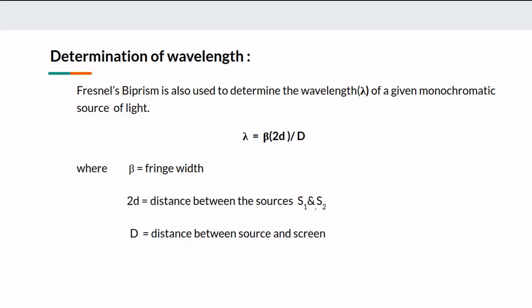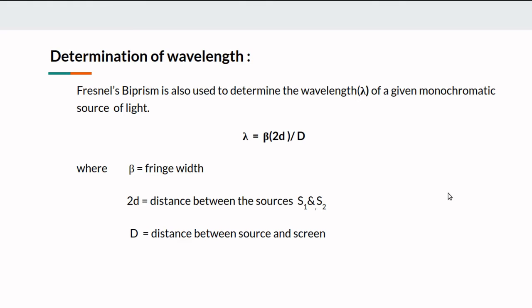Next, using this experiment we can determine the wavelength of monochromatic light used. In general, in laboratories we use sodium light as monochromatic light of wavelength 5893 angstroms. This Fresnel's biprism experiment is used to determine the wavelength of light of a monochromatic source of light.